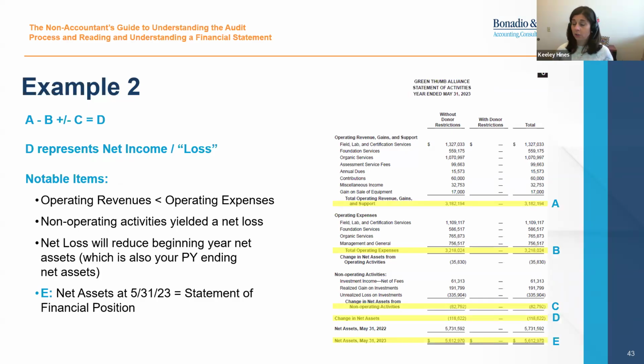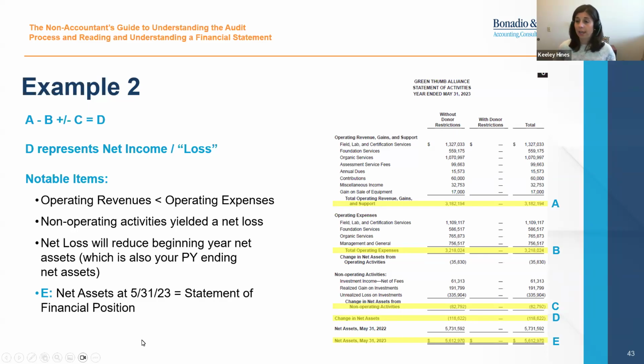Okay, so taking a look at the formula that I've put at the top. So A minus B plus or minus C equals D. So what that means is your revenues minus your expenses. And then if you have some non-operating, it depends on what it is, right? As to whether it's an inflow or an outflow. So that's why I say plus or minus, equals D, your change in net assets.